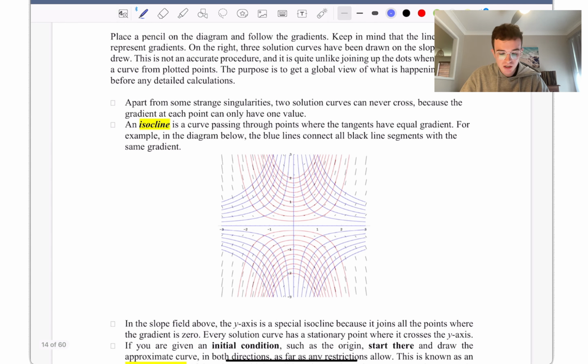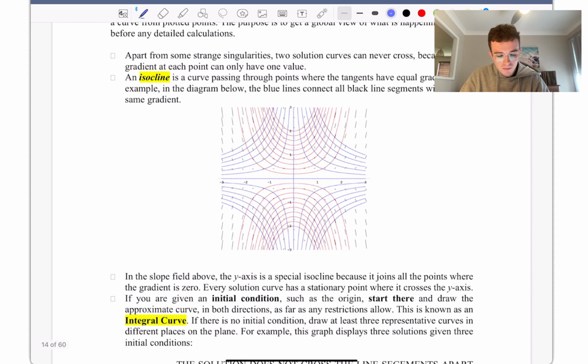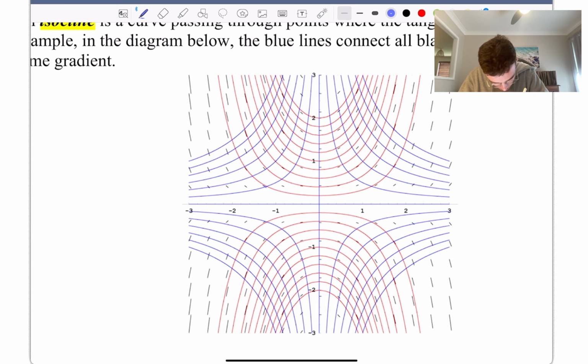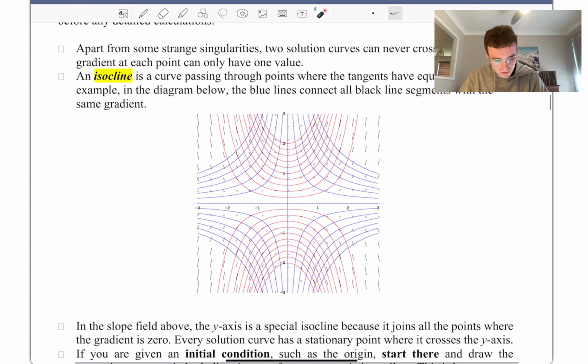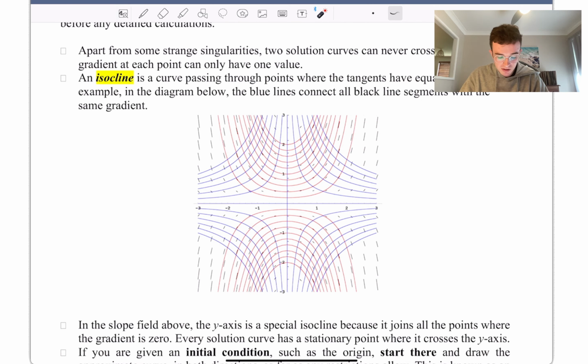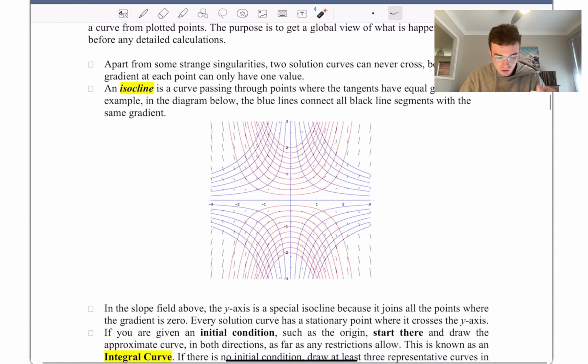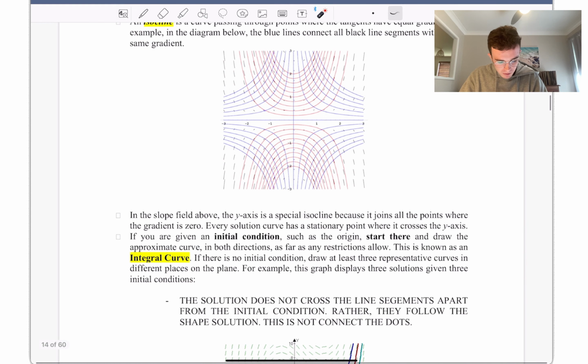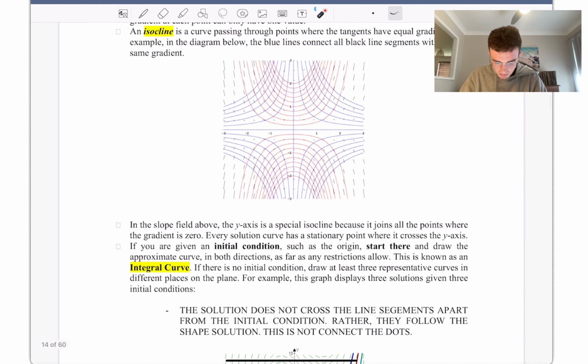So apart from some strange singularities, 2 solution curves never cross, because the gradient at each point can only have one value. Now an isocline is a curve passing through the points where tangents have equal gradient. For example, in the diagram below, the blue lines connect all black line segments with the same gradient. We can see that that's the same, that's the same, all the same gradients. So isoclines connect points that have the same gradient. In the slope field above, the y-axis is a special isocline because it joins all the points where the gradient is 0.